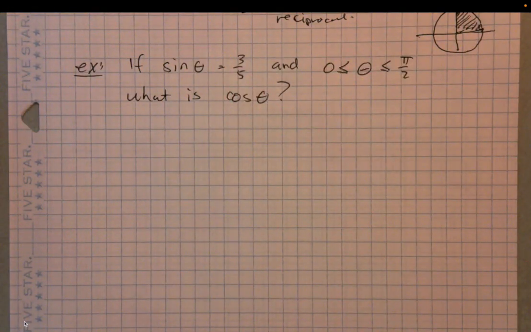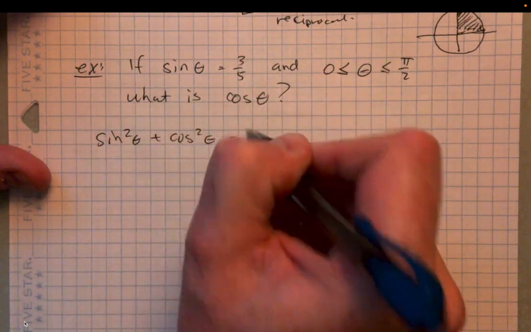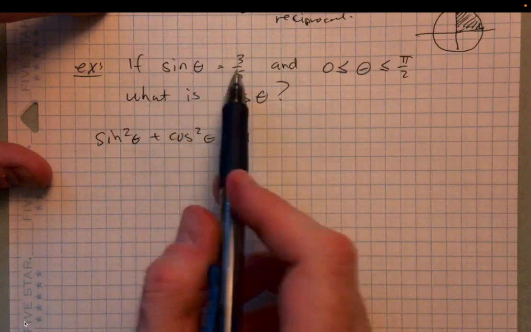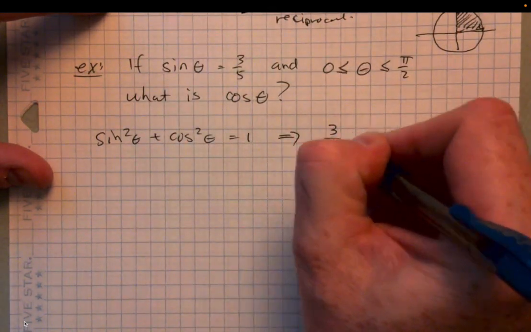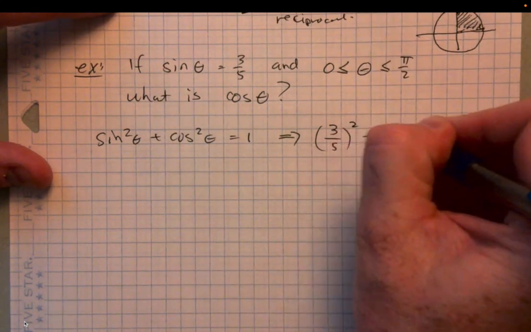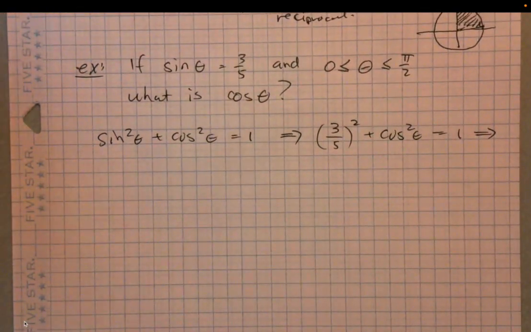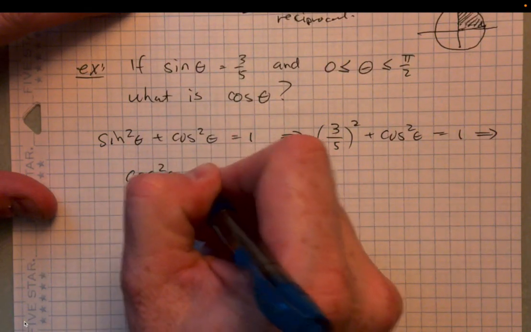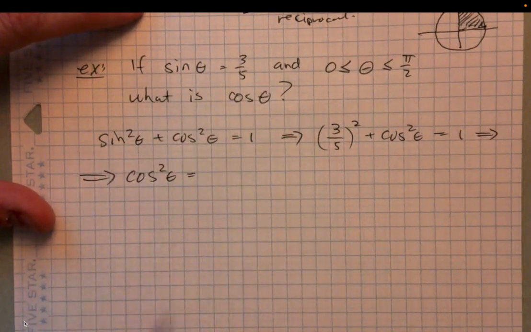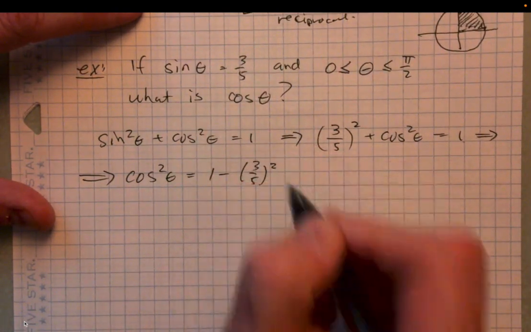This is a little bit tricky, except in context we know we just learned about the Pythagorean identity, so probably we're going to use that. So sine squared theta plus cosine squared theta equals 1. And we're given sine, so that implies 3/5, that's what sine of theta is, we've got to square it, plus cos squared theta equals 1. And so this is a little equation we can solve, right? So cosine squared theta must be equal to 1 minus 3/5 squared.